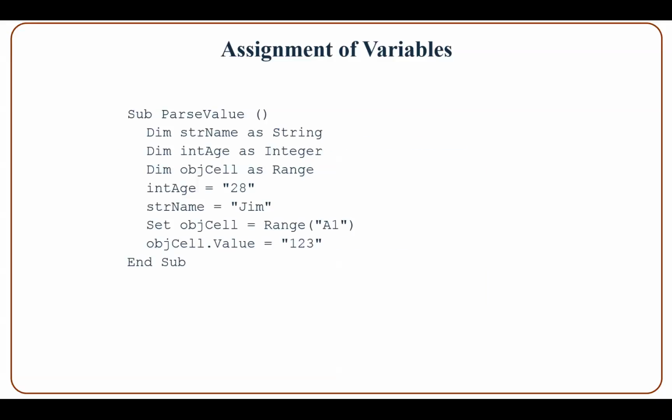In this example, you can see for a simple data type, you just need to assign the values, for example 28 or "gym", to the variables. But with an object, you have to have the keyword Set in front of it, and that is the difference.